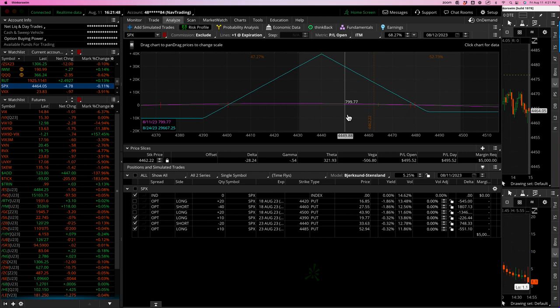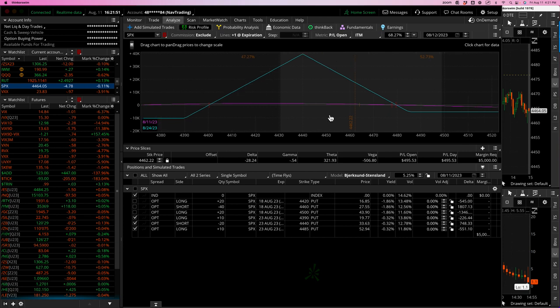A couple of comments, questions or posts in the community of people thinking that they were already up 10% on this one because they were basing it on the debit paid. Remember, I'm looking for 5 or 10% return on capital, which means 5 or 10% of your max risk or your buying power. In this case, I put this on, it's using about $10,000, call it $10,450. So I'm looking for at least $500. A little over $500 would be 5%. $1,000 would be 10%. So not quite there yet.